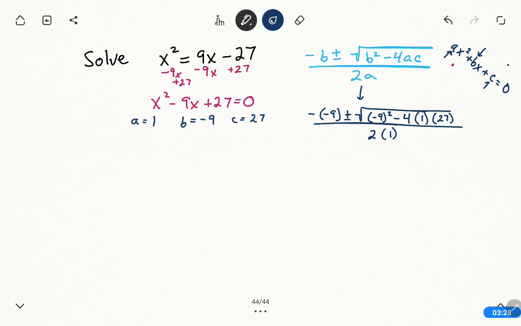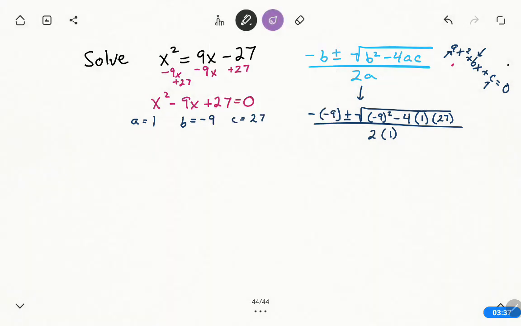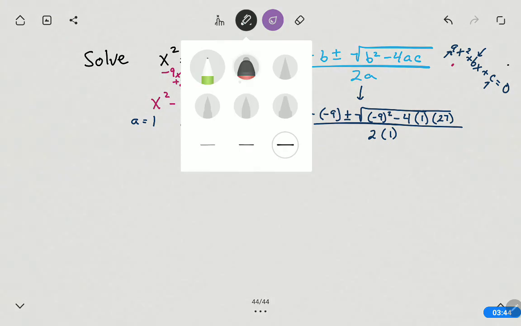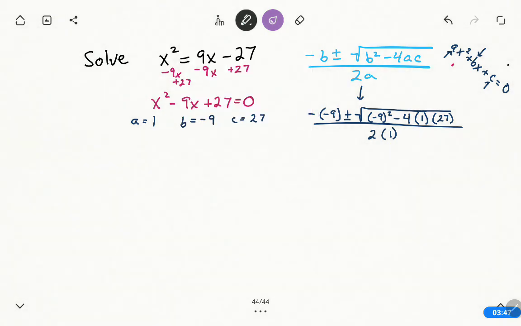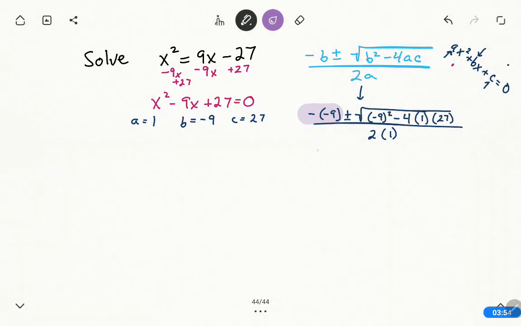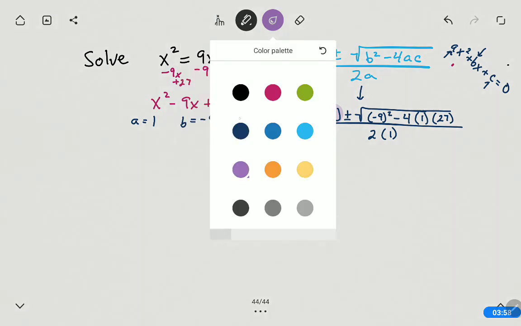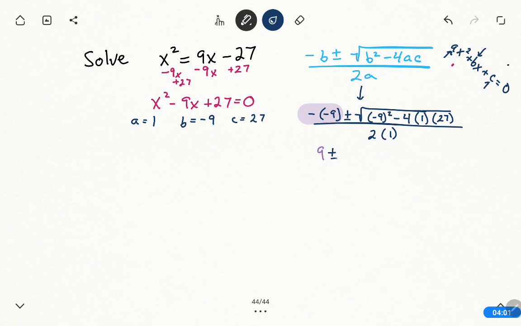Okay. Now, when I do quadratic formula, I always do the same 3 steps when simplifying. I find it helps me save mistakes, and when I do happen to make mistakes, it helps me find them a little bit easier. So the first thing I always do is deal with the negative b. Sometimes it's a double negative like it is in this case. Double negative makes it positive 9.